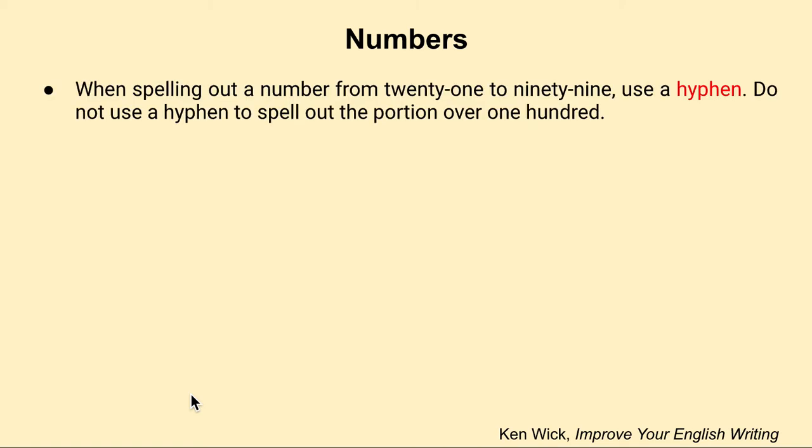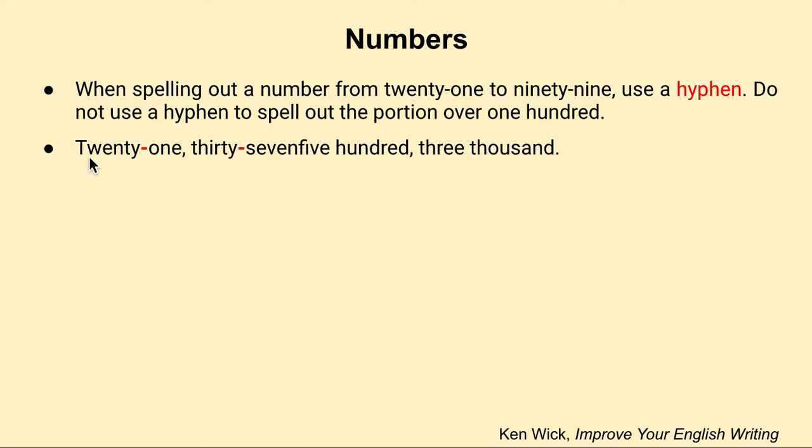Some continuing rules regarding numbers: when you spell out a number from 21 to 99, use a hyphen. You can see the hyphen in 21 and 99. Do not use a hyphen to spell out the portion over 100. So here are some examples. 21, this is from 21 to 99, so use a hyphen.